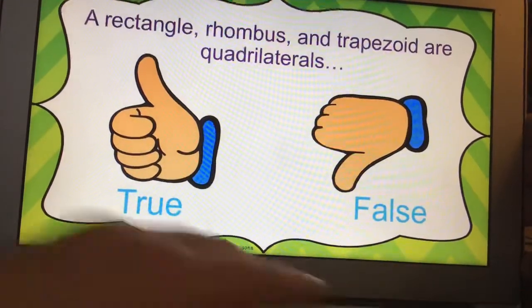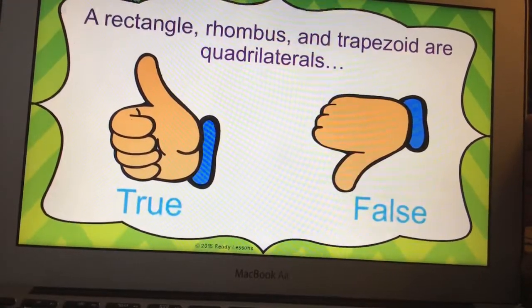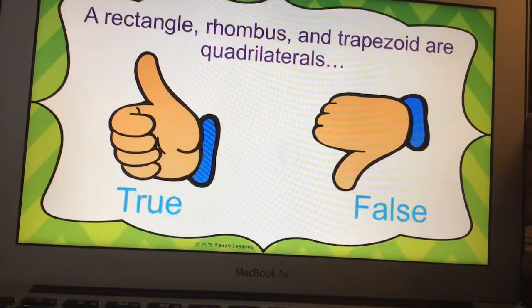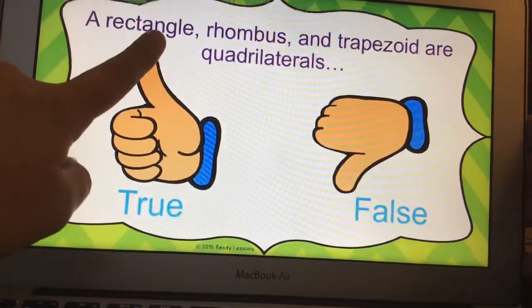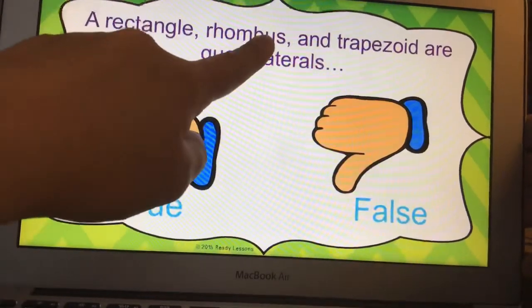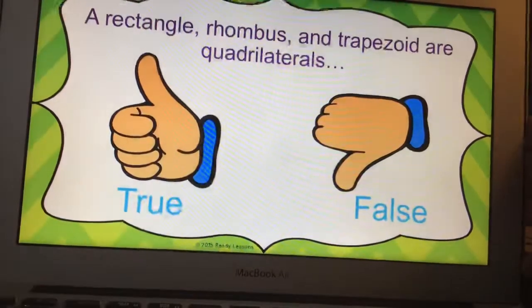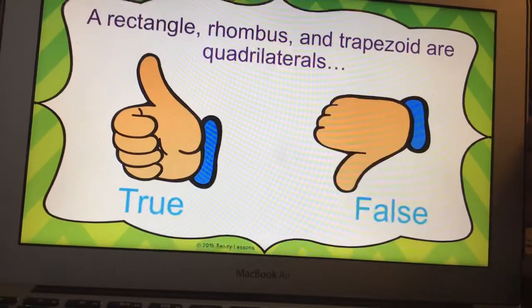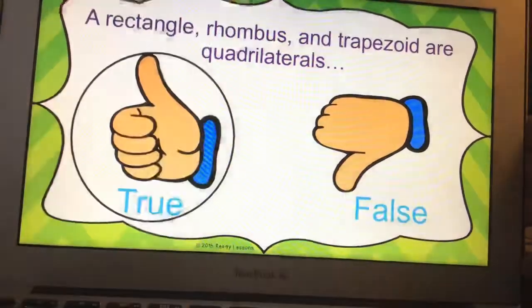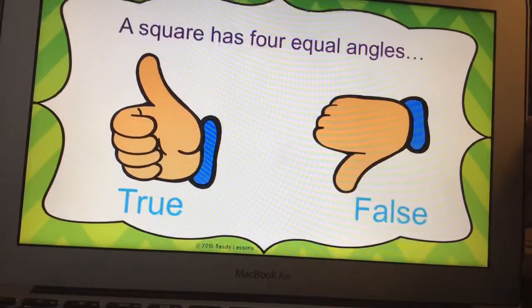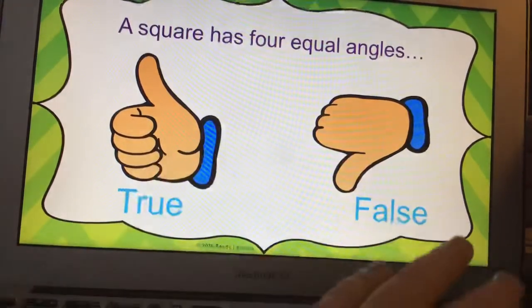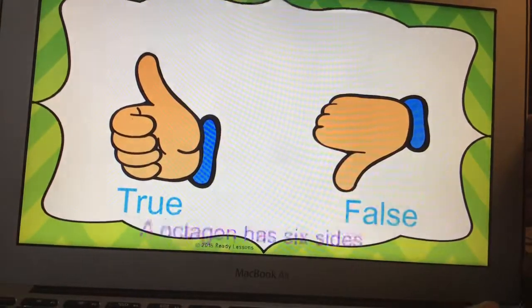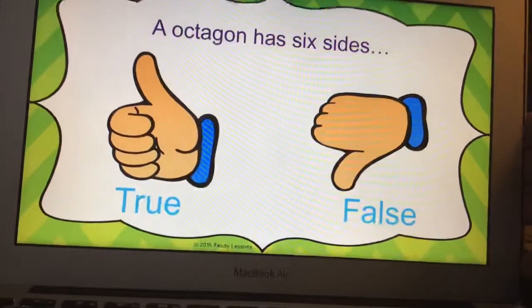I'm going to do one more. A rectangle, a rhombus, and a trapezoid are all quadrilaterals. True or false? A rectangle has 4 sides, a rhombus has 4 sides, and a trapezoid has 4 sides. I'm thinking this is true. Awesome. Good work, everybody. Oh, one more. A square has 4 equal angles? True. Absolutely. So I'm going to flip you over and look at me.